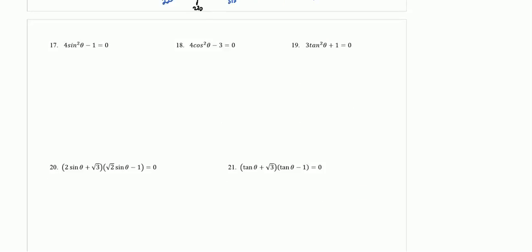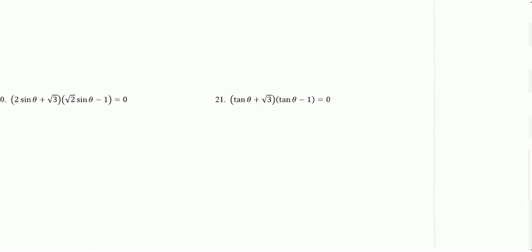Let's take a look at number 21. We need to first distribute. So tangent theta times tangent theta is tangent squared theta. Tangent theta times negative 1 is negative tangent theta. Root 3 times tangent theta is positive root 3 tangent theta. Actually, I am sorry. I am going about this wrong. It's already factored for us. So we do not need to distribute that. That is causing more of a pain here.